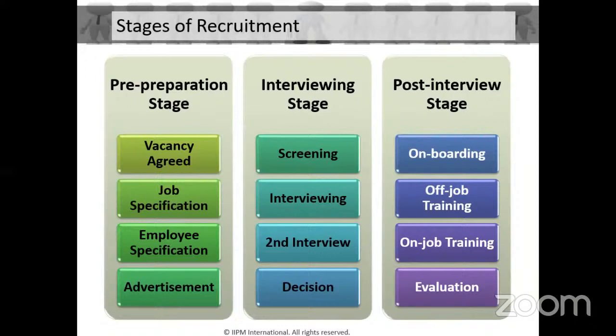Okay, then we also have the on-the-job training, and then we evaluate. So these are the processes involved in the three stages. Remember I said in three stages. Remember I said that the three stages are the pre-preparation stage, the interviewing stage, and the post-interview stage.